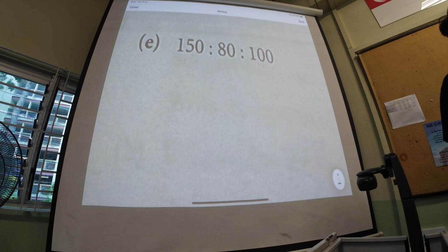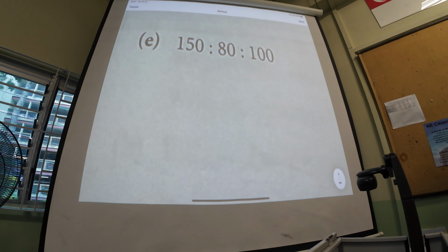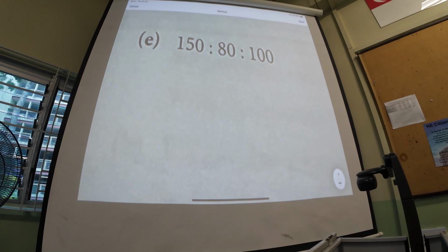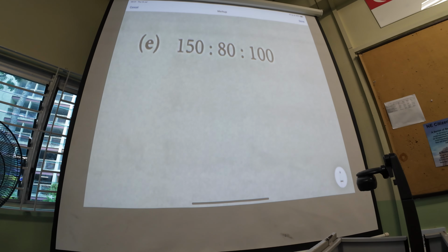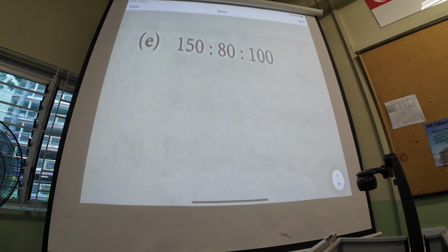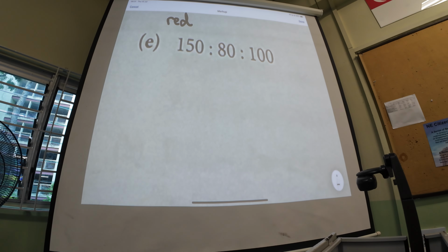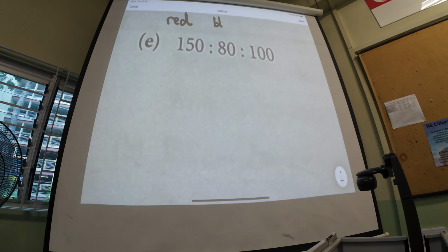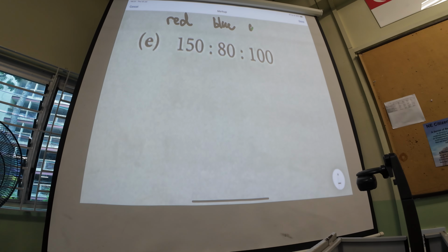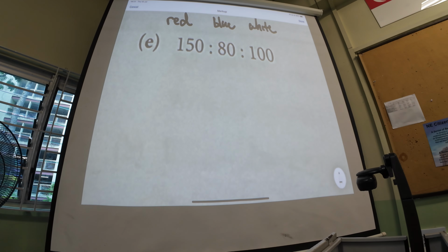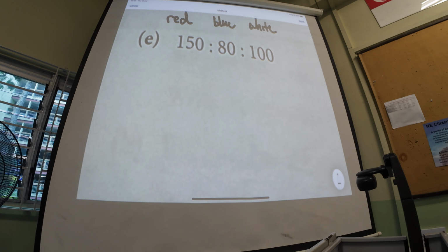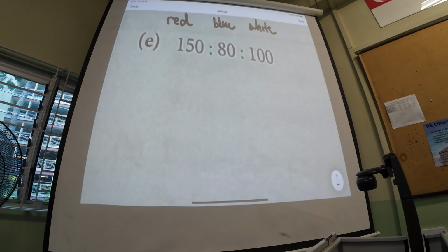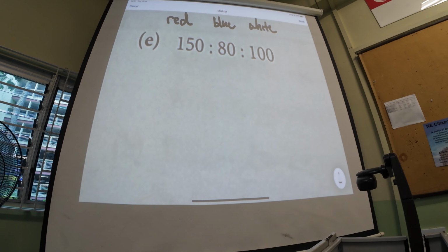Okay, let us give it some actual quantity so that it is easier to see. So maybe 150 is the number of children or number of students that is wearing red. 80 is the number of students that is wearing blue. 100 is the number of students that is wearing white. So this is the ratio, number of students, 150 is to 80 is to 100. Okay? Then it can be simplified or you can look at it individually.